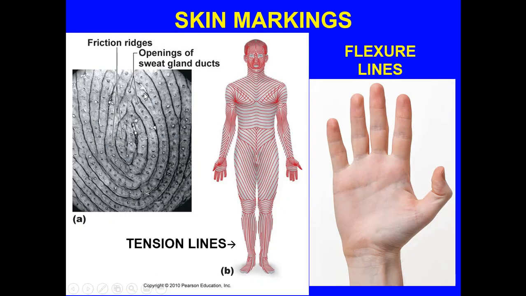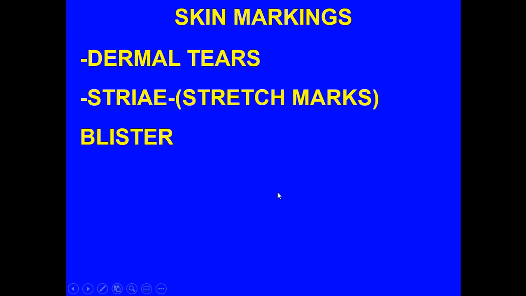Of course, we talked about the openings of the sweat glands and the friction ridges, etc., the fingerprints, the tension lines I've shown you, the flexure lines. And you can see the person has begun to flex their thumb, and there is the tissue that goes inward to allow for the spacing of the joint.